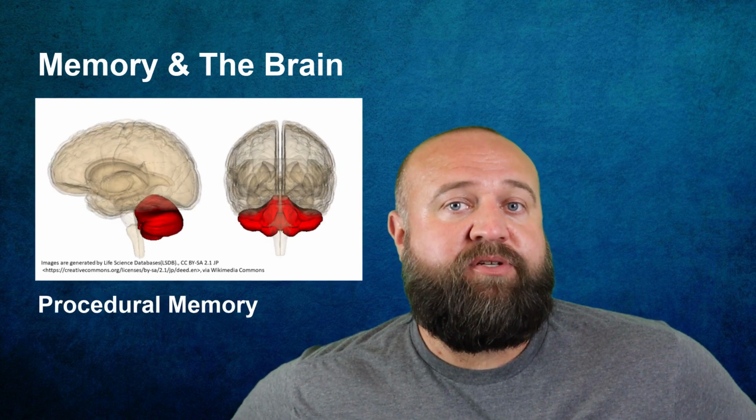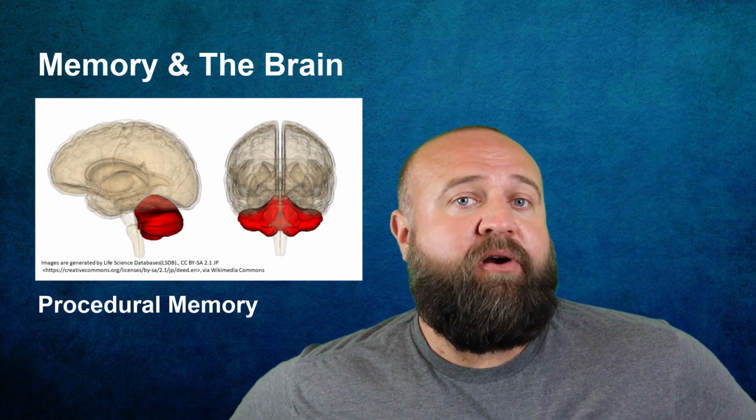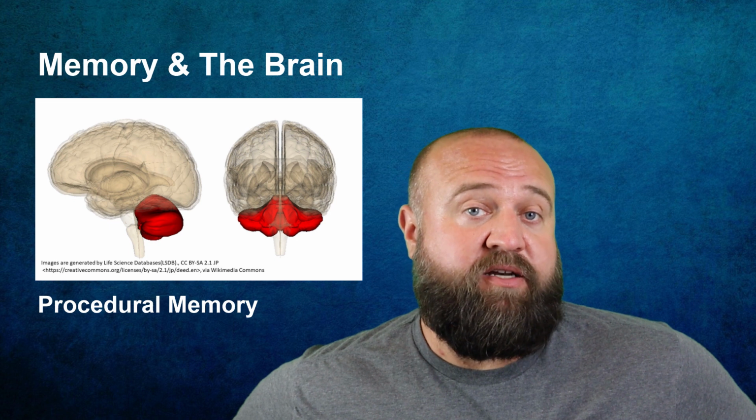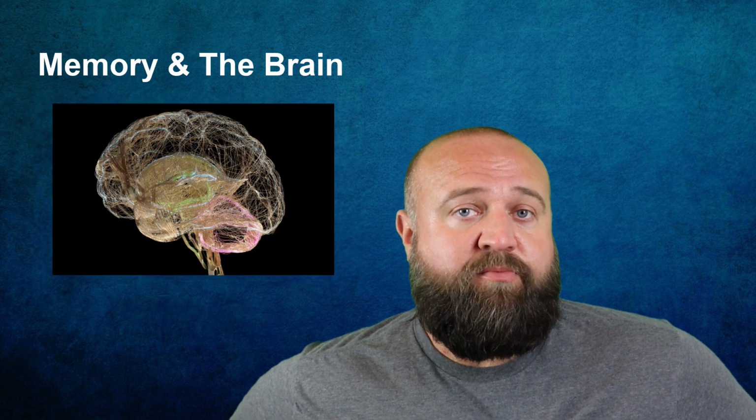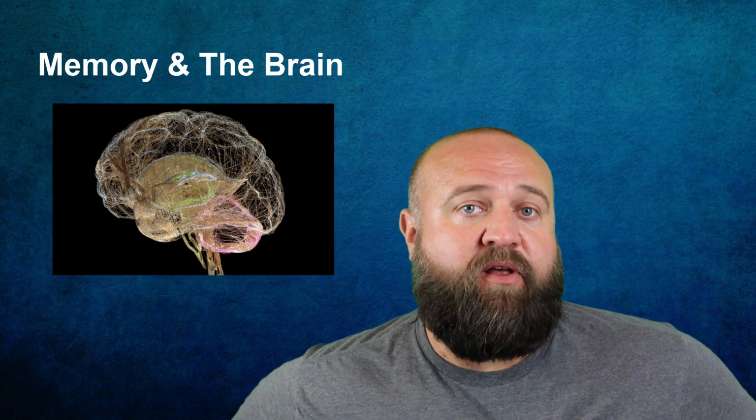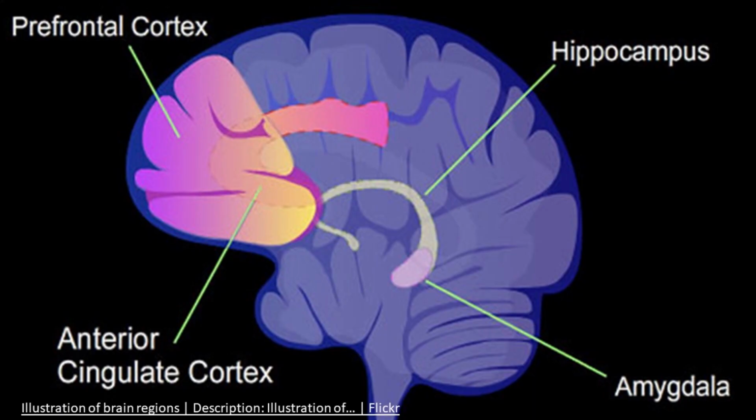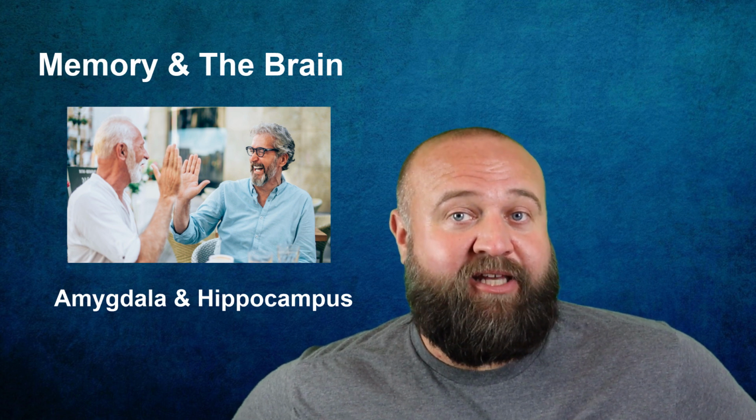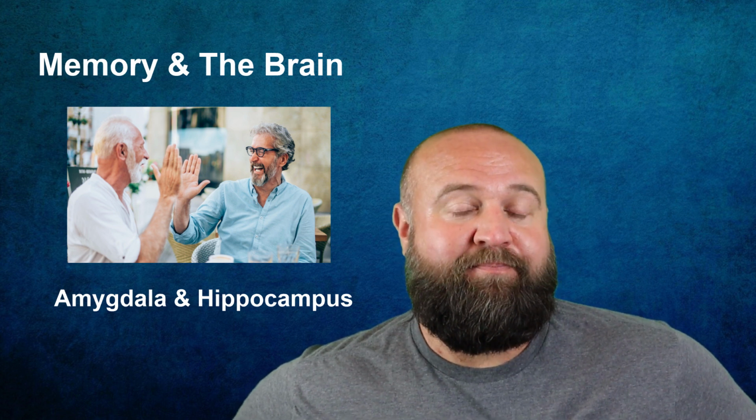These are also sometimes called muscle memories. It's the part of our memory that helps us do things that are automatic and don't involve a lot of conscious thought. The 2 most important structures of our brains involved with memory are the amygdala and the hippocampus. Think of these 2 as best friends.